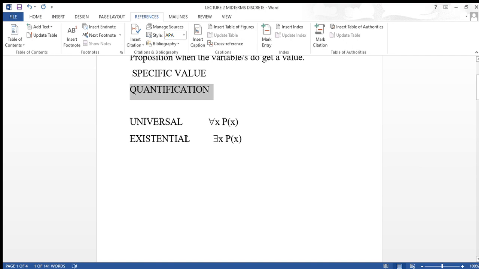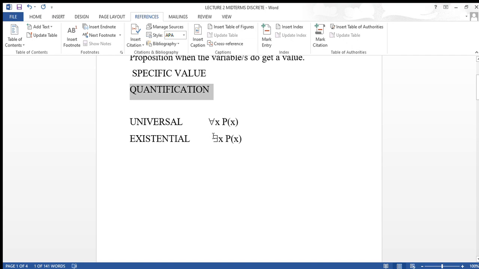And we have the second type of quantification, which is the existential quantification. For the existential quantification, we use the inverted letter E, followed by our variable, and then followed by our functional notation. This is read as there exists an x, there exists a value for that variable x such that it will satisfy the open proposition.